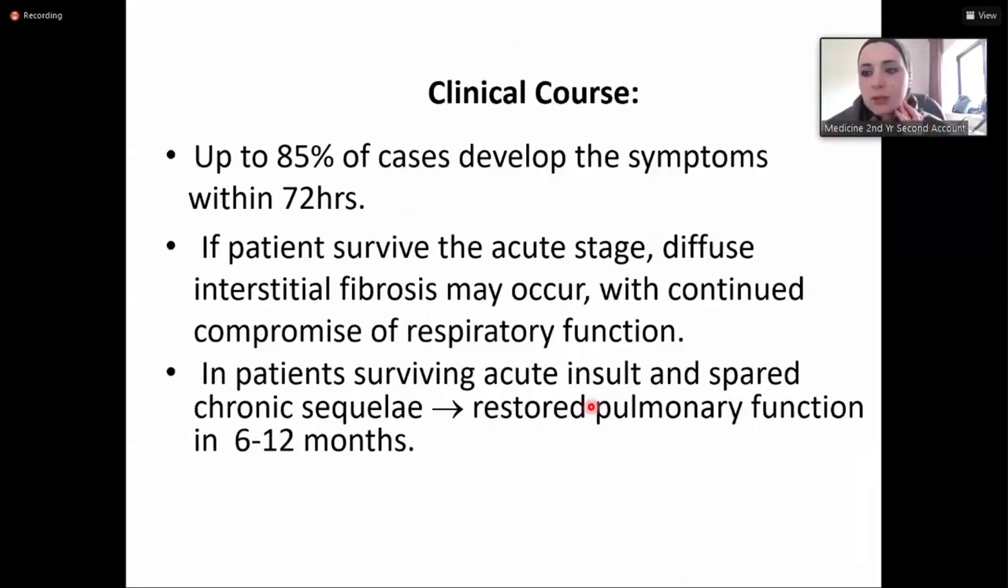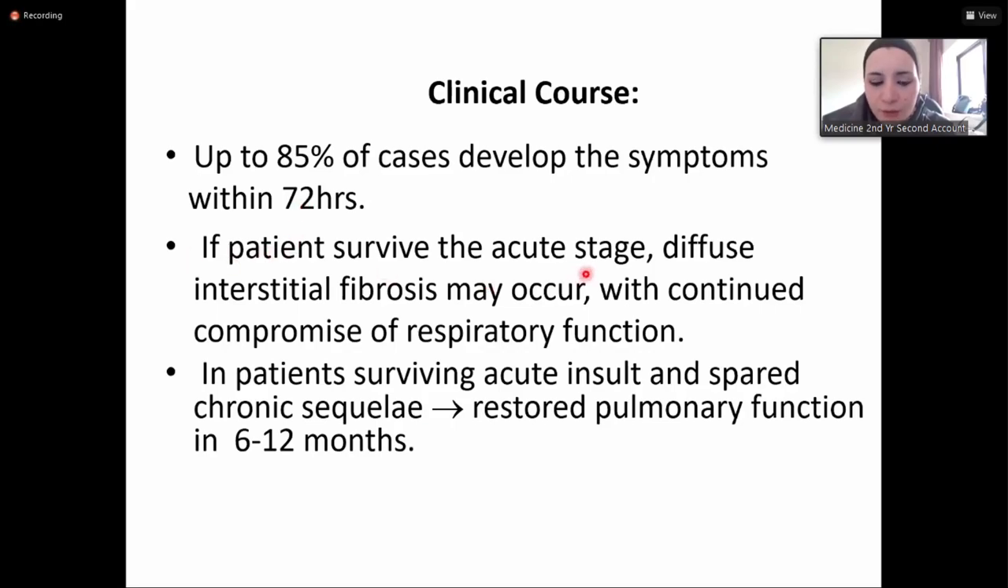Clinical course, حكينا, is dependent on the severity of the acute respiratory distress syndrome and dependent on the etiology as well. So up to 85% of the cases develop the symptoms within 72 hours of exposure to the causatives, say, مثلا, sepsis, مثلا, acute pancreatitis. Within 3 days, they develop difficulty in breathing, dyspnea, بصير في عندهم hypoxemia, وبصير في عندهم cyanosis.